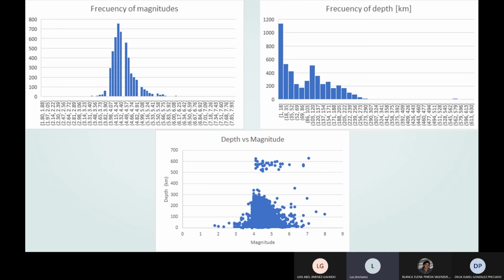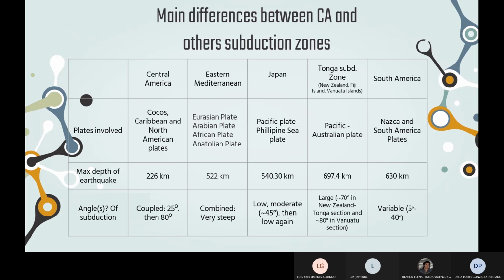Here we can see the depth of the earthquakes. In the scatter plot, we can see that there is an absence of earthquakes in the range of 350 kilometers to 500 kilometers. And in the histogram of frequency of depth, there is a kind of trend in which at greater depths, the frequency of earthquakes is lower.